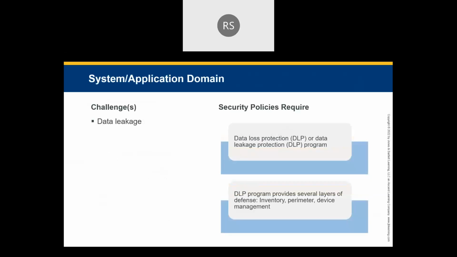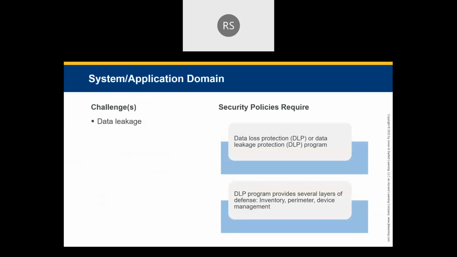And finally, in the system application domain, organizations face the challenge of data leakage. That poses significant risk to the confidentiality and integrity of sensitive information. Now, data leakage refers to the unauthorized disclosure or loss of sensitive data from the system or application. This can occur through various channels, such as accidental email attachments, unauthorized file transfer, or insider threats. Data leakage can result in reputational damage, financial loss, or compliance violations.